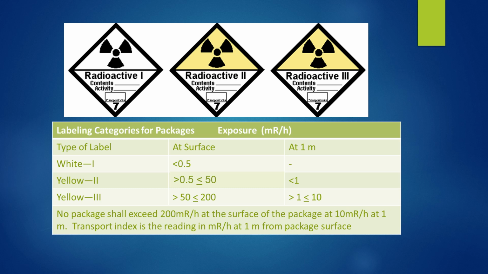And remember, if it's over 10 at 1 meter or over 200 at the surface, it shouldn't really exceed that. There are some exemptions to it, but you're not going to really see that in nuclear medicine, at least not hopefully. And then the transport index, remember, is the reading at 1 meter. Keep in mind it has to fall within both. And so if you have a package that is reading 1, or let's say 0.9, as the transport index, but it's reading 53 at the surface, it should be a yellow 3. If it exceeds either one of those, then it needs to fall to the next level.